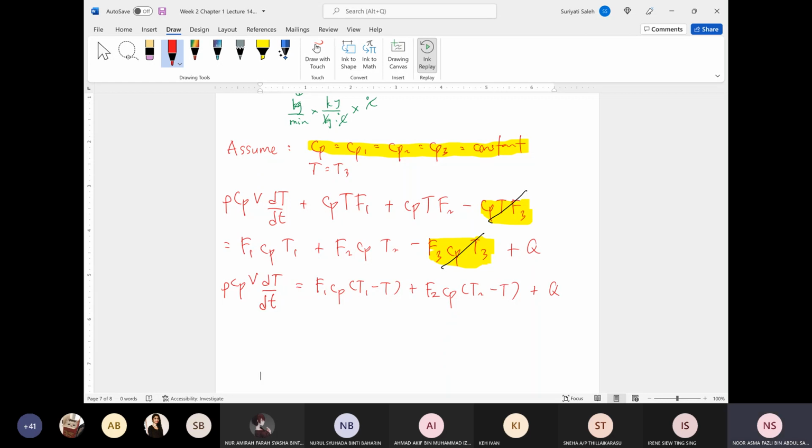How do I get this? Here, for example, you have the Cp T F1 here, and you have the F1 Cp T1 here. So I bring this term Cp T F1 to the right hand side and I rearrange it. So you get the final equation like that in the bracket.